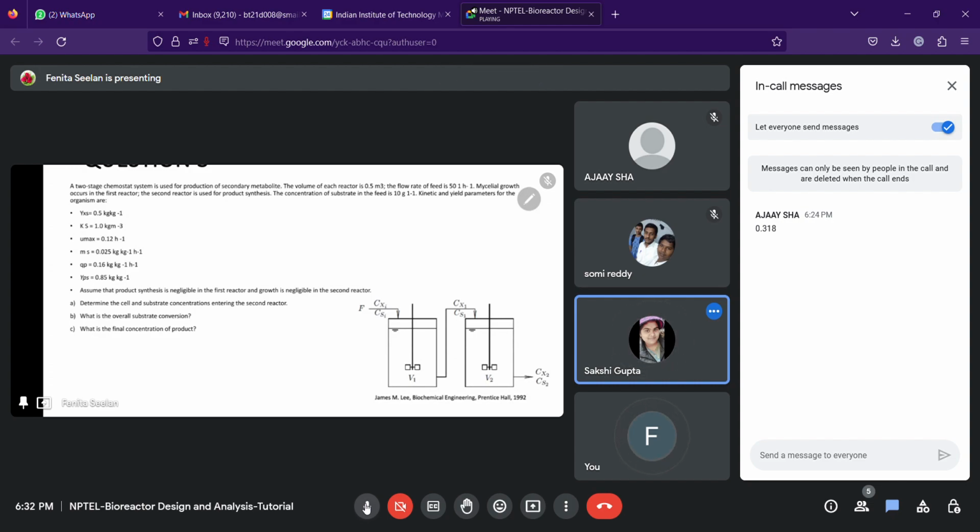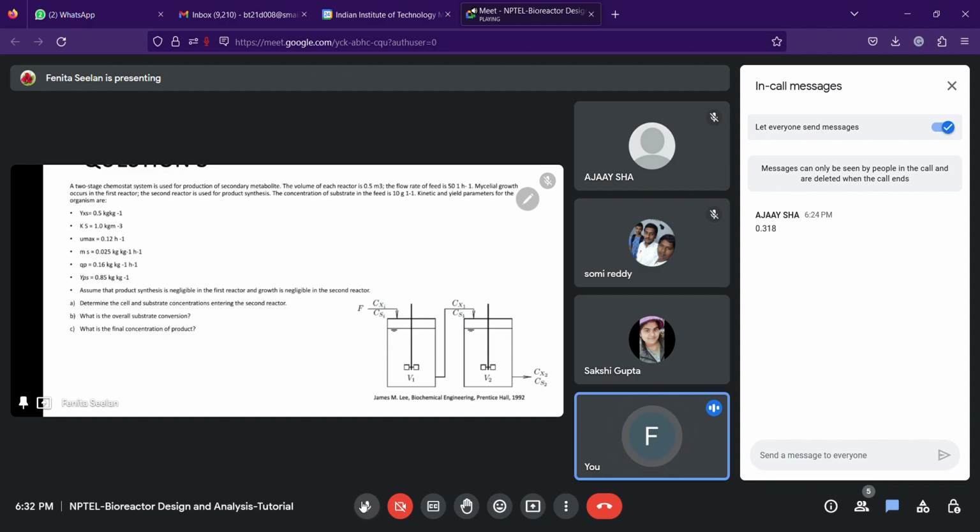Shall we start solving this question? So, what is a two-stage chemostat for the production of secondary metabolites? The volume of each reactor is 0.5 meter cube. The flow rate of the feed is 50 liter per hour. Mycelial growth occurs in the first reactor. The second reactor is used for product synthesis.